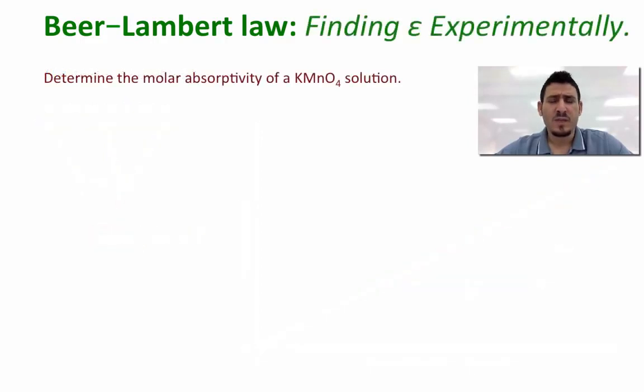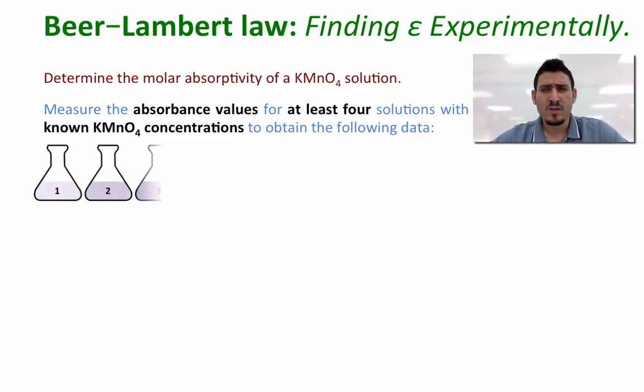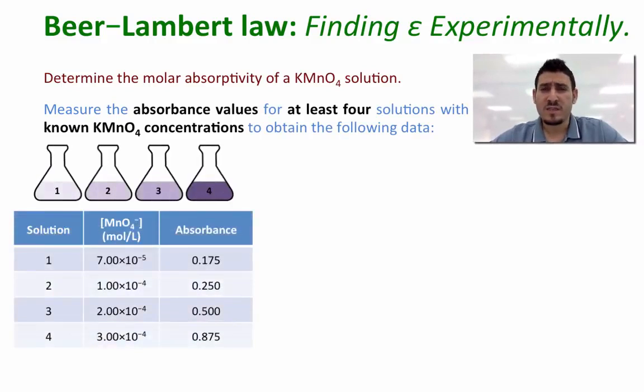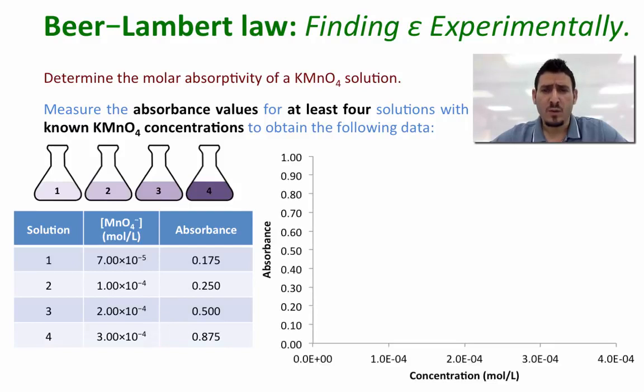Let's say we need to determine the molar absorptivity of a KMnO4 solution. We will start by measuring the absorbance values of at least 4 solutions with known KMnO4 concentrations to obtain the following data. So here we have the concentration and the absorbance. As you can see from the data in the table, when the concentration increases, the absorbance will increase as well. On a graph, we can plot these points, the absorbance versus the concentration.